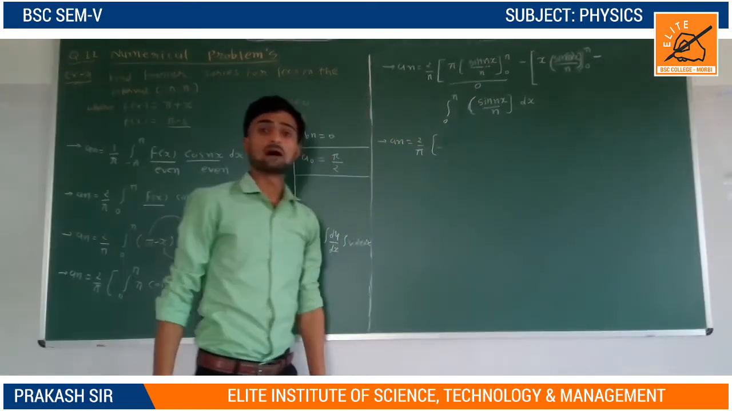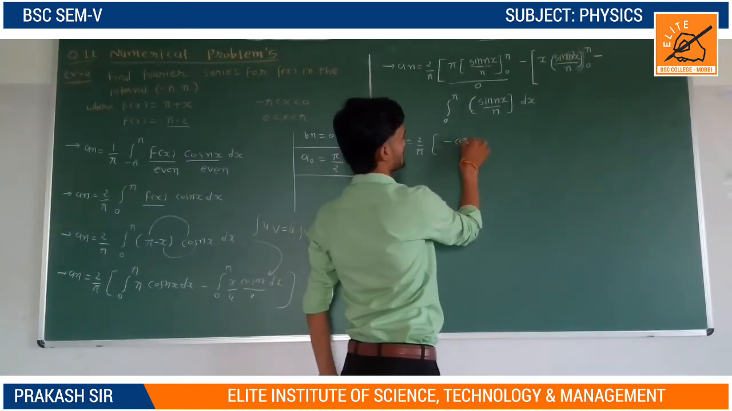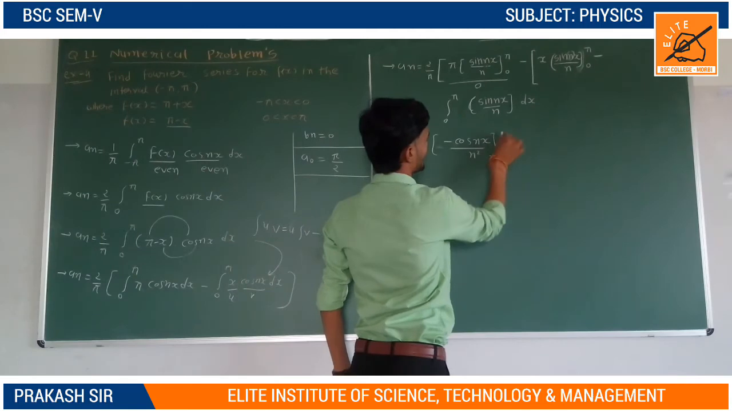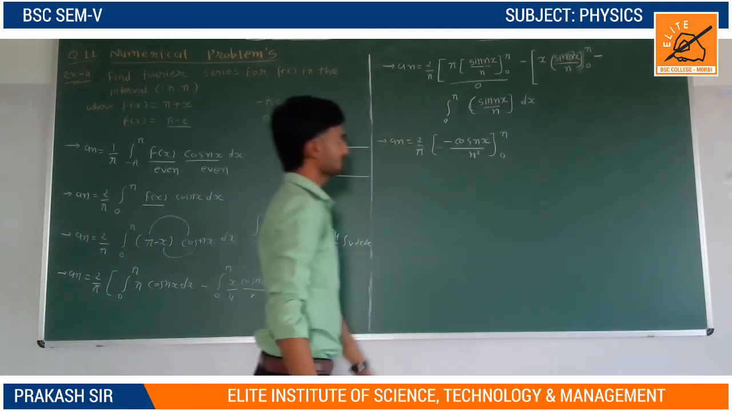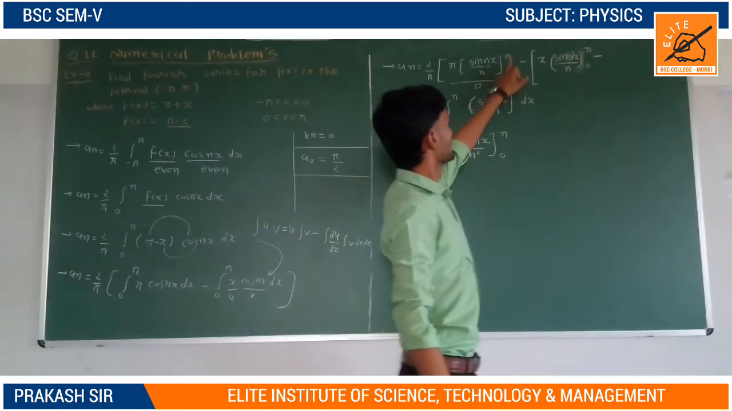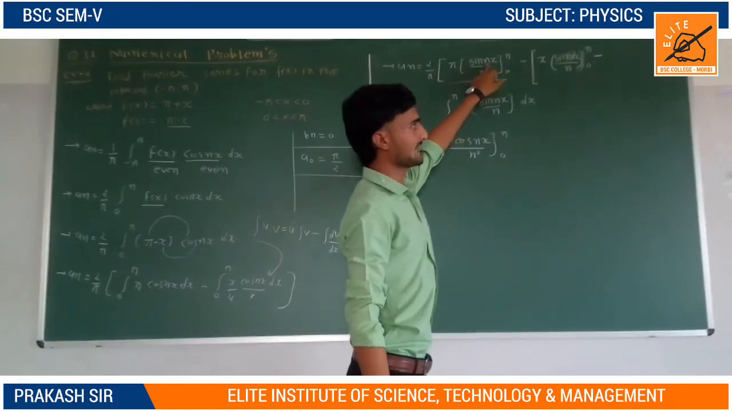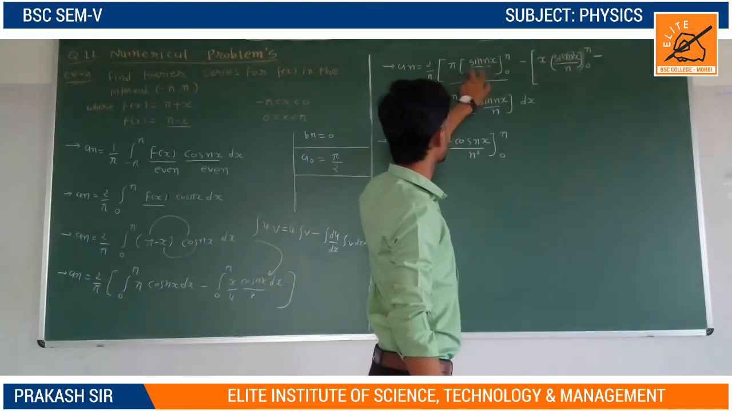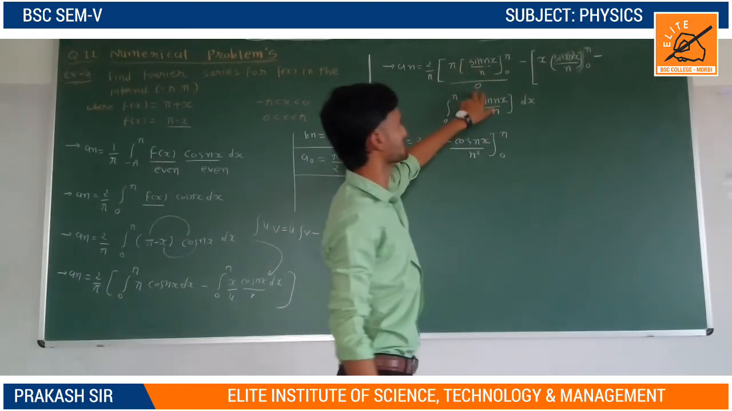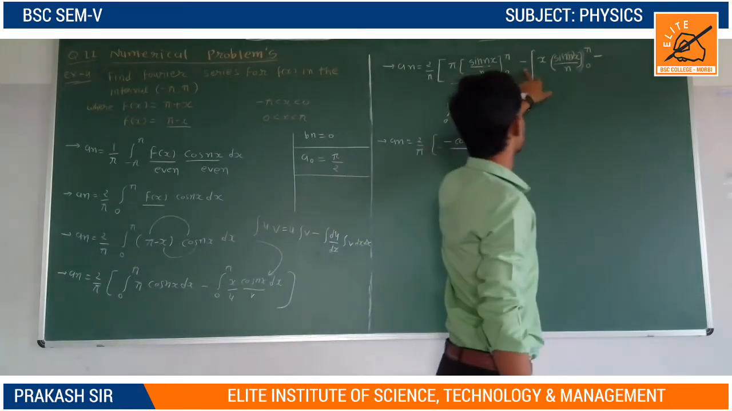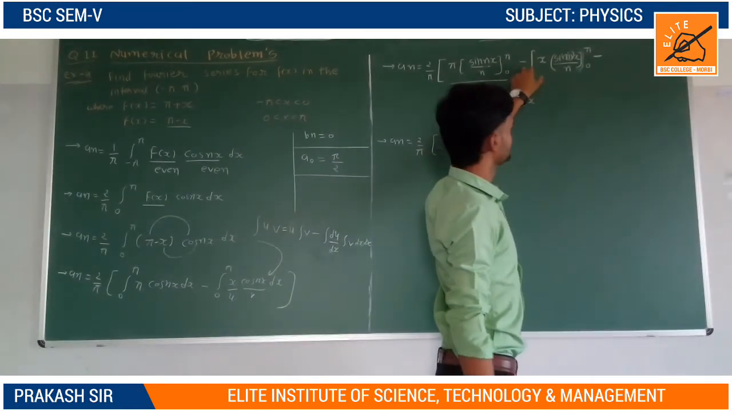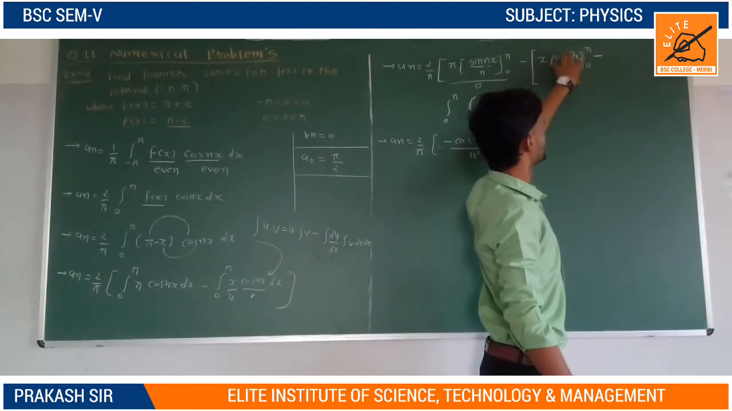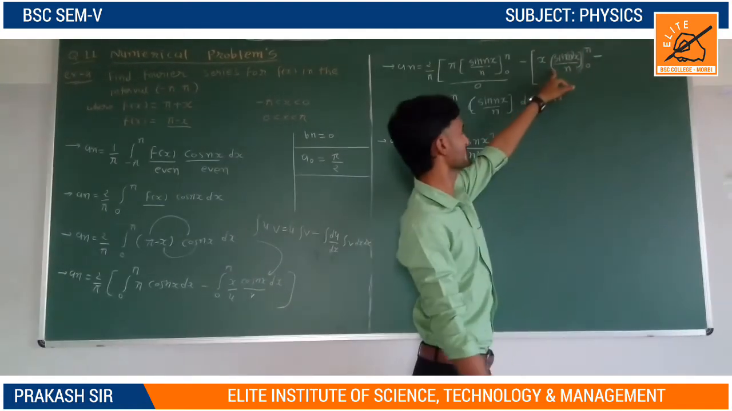Sin integration of minus cos nx upon n square, upper limit, lower limit. Again in this equation, upper limit sin pi. Sin pi is 0 and sin 0 is 0. So this term is 0, 0 into pi. So overall this term is 0. Now minus pi, minus pi sin pi. Sin pi is 0 and sin 0 is 0. 0 into x, 0. So this term is 0.